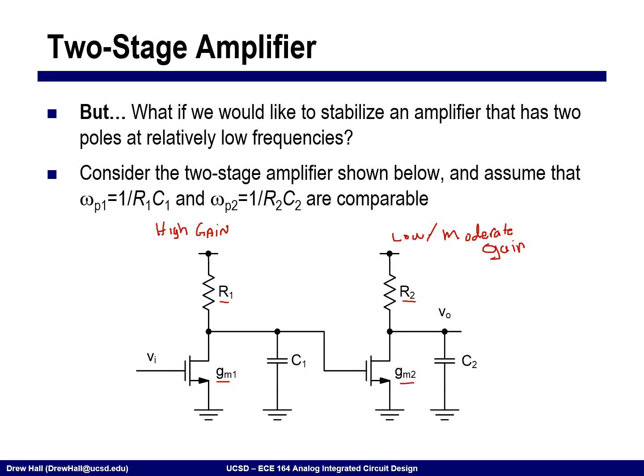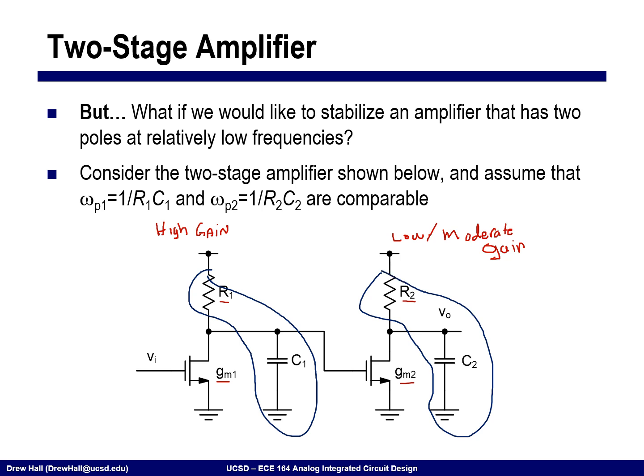Okay. All right, so if I was to look at this particular structure, I would find that there are two poles. I have a pole that's being formed from this, and I have a pole that's being formed from this. Okay, and so I have two poles, one at omega p1 at 1 over r1 c1 and omega p2 at 1 over r2 c2.